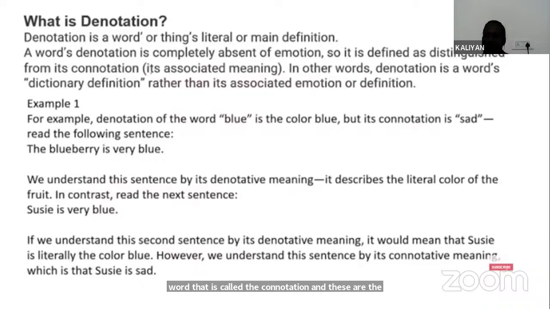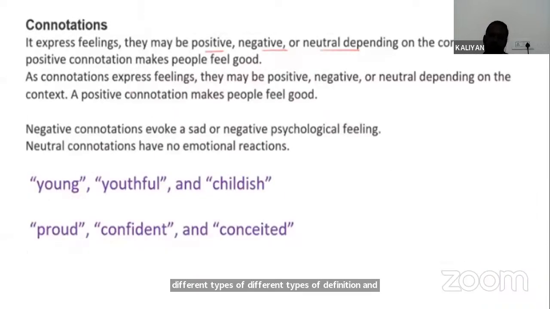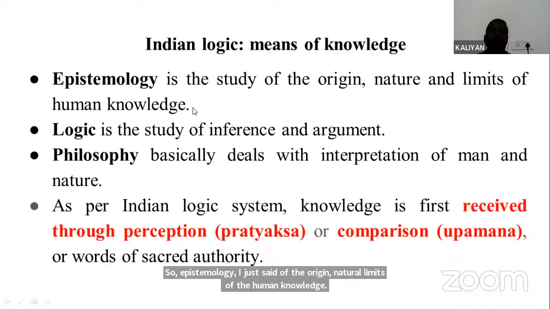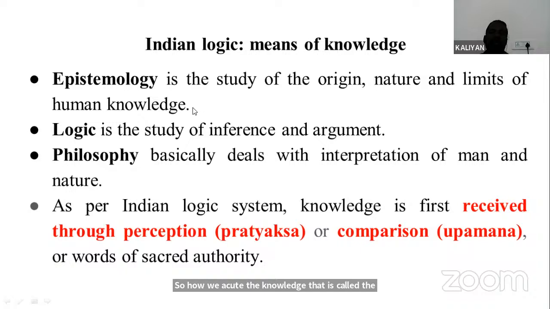definition. Next we move on to another important topic, that is Indian logic, or the means of knowledge. Mostly the words here are Sanskrit words, so please give attention to this chapter particularly. Epistemology is the study of the origin, nature and limits of human knowledge. How we acquire knowledge is called epistemology. Sorry, logic is the study of inference and argument. And philosophy basically deals with the interpretation of man and nature.